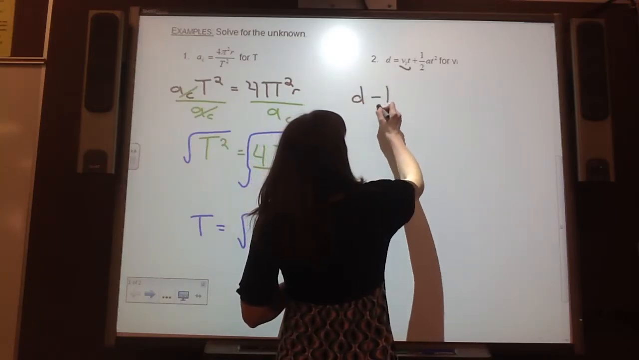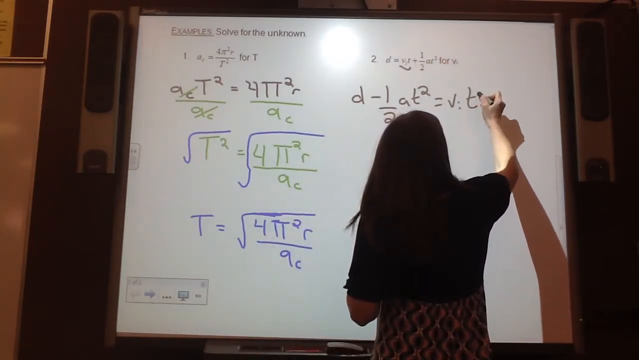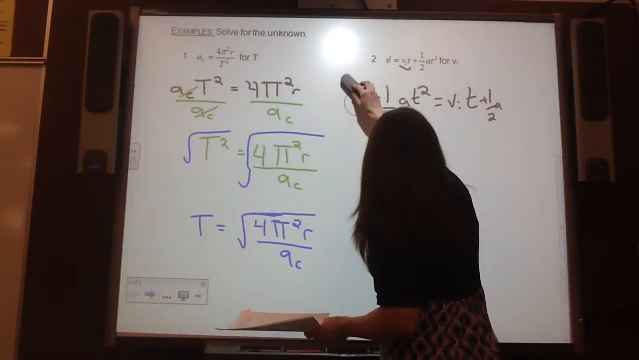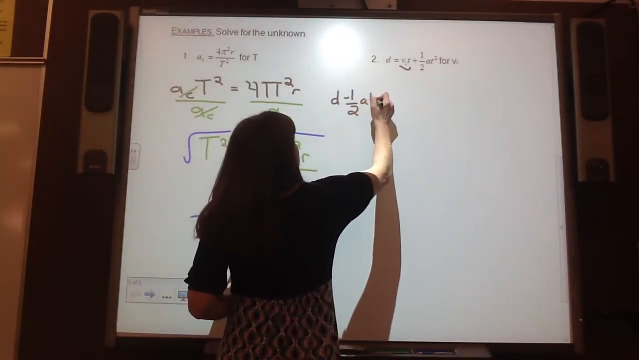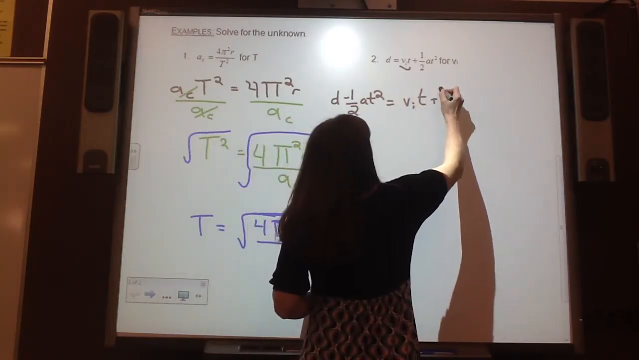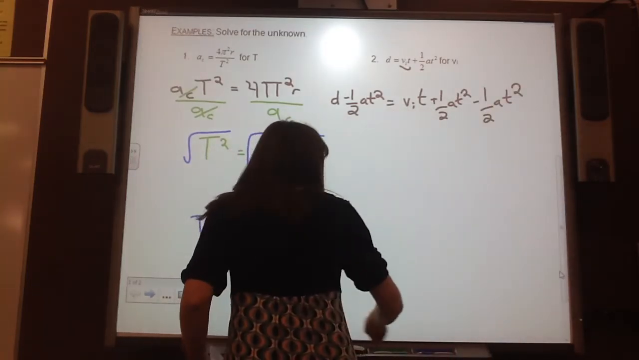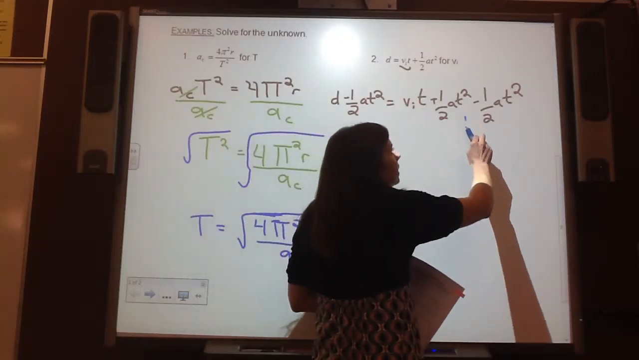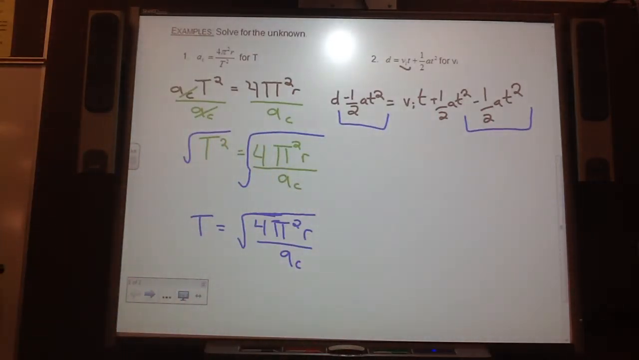So we want to go d minus 1/2 at squared, because that's this whole chunk, is equal to vi times t and then I have my plus half at squared. I'm going to rewrite this because I'm going to run out of room. So d minus half at squared. What I did was we had d is equal to VIT plus half AT squared. I minused half AT squared on this side, and I minused half AT squared on this side. Do you see that? So I minus that whole chunk on each side.